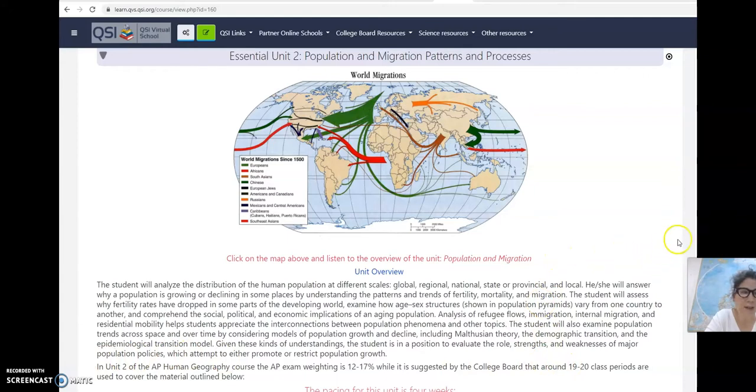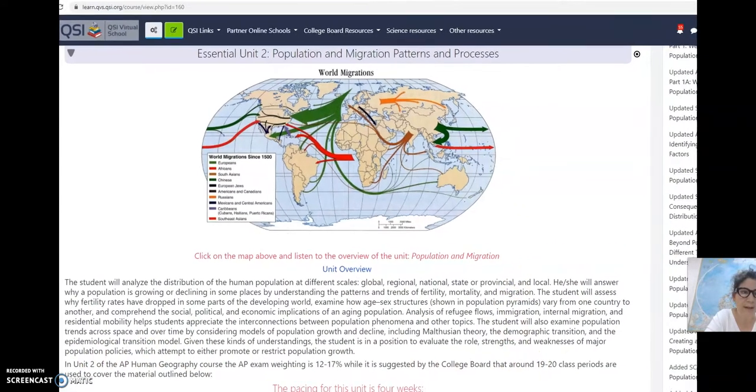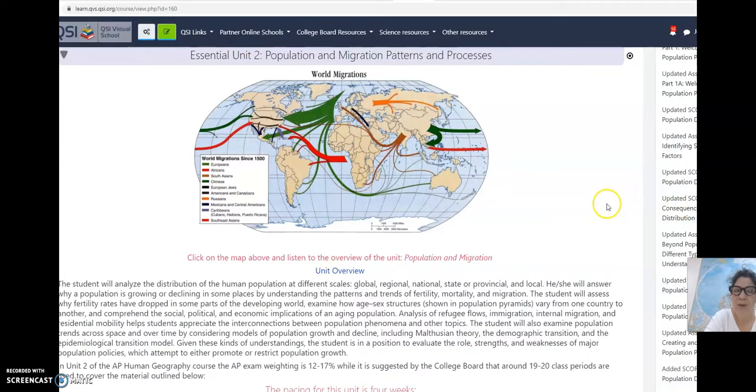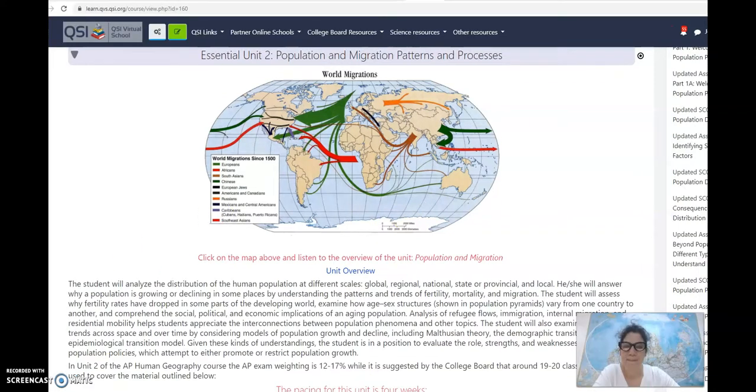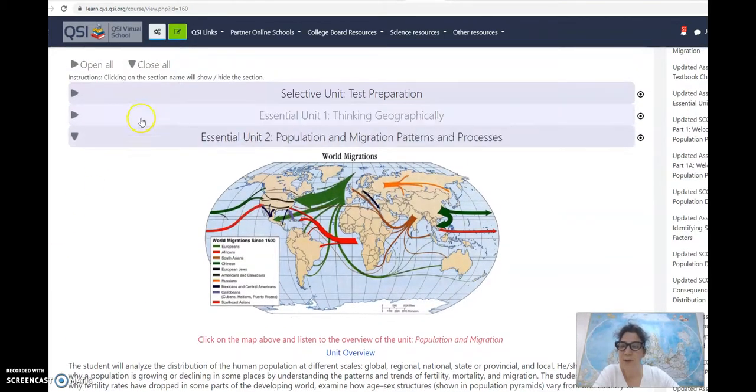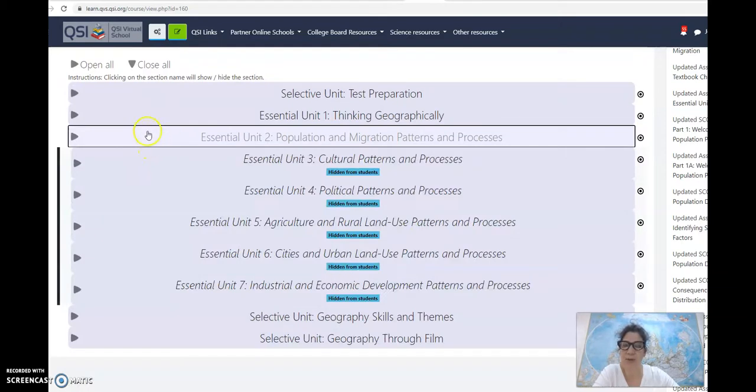So the focus of Essential Unit 2 is world migrations, or population and migration patterns, I should say, to be more specific, because it doesn't just deal with world migration. However, that is the map that I've chosen as the highlight for this unit, but population and migration patterns and processes. What you are going to see when you open this unit tab, so it's just the next one, it's the next one down from Essential Unit 1.